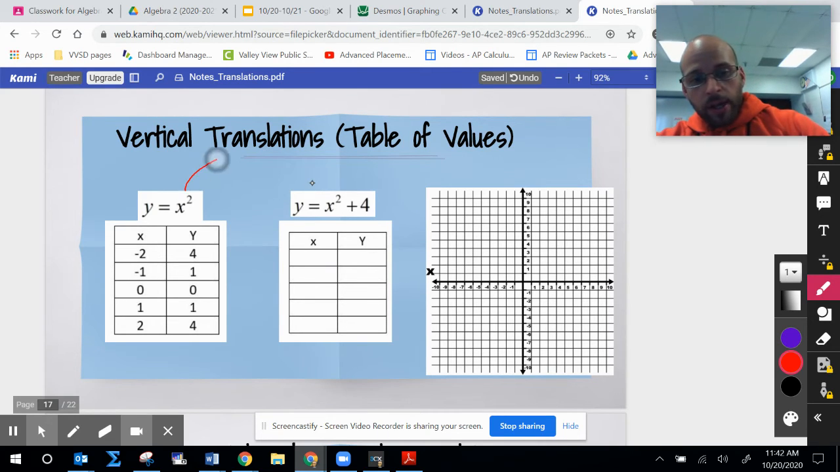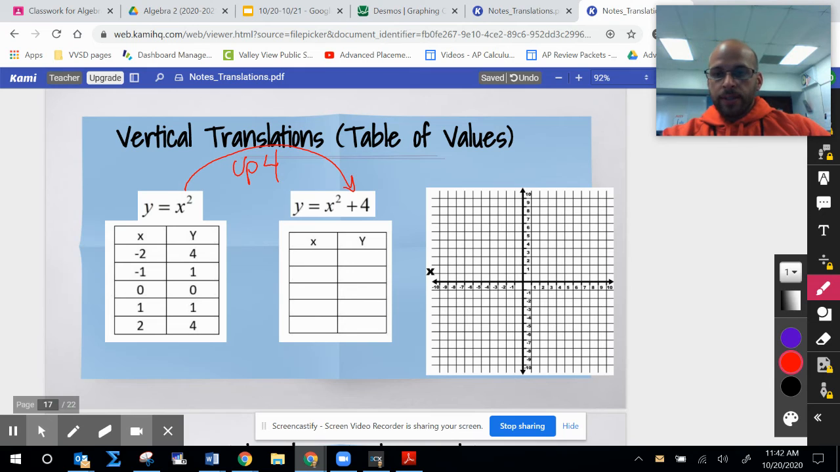All right. If I go from x squared to x squared plus 4, that is going to go up 4 units. So I'm going to take all these y values and I'm going to add 4. So 4 plus 4 is 8. 1 plus 4 is 5. 0 plus 4 is 4. 1 plus 4 is 5. And 4 plus 4 is 8.